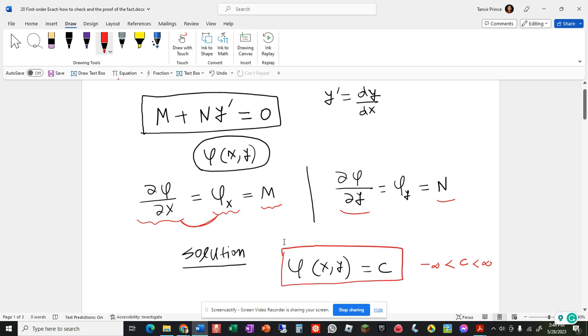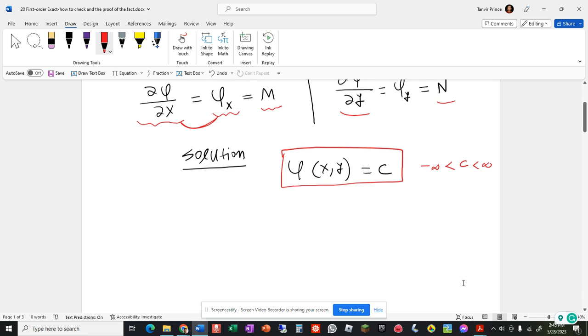So there are a couple of questions which we're trying to answer in this episode. Number one, how do I know that this is a solution? What is the proof? So we'll do that first. And then we're going to look at how to check whether a given differential equation is exact or not. So let's start with the solution, how we know that this is a solution.